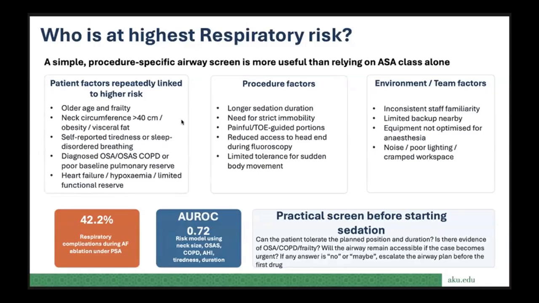So, the practical message is that a focused airway and respiratory screen tailored to the procedure is more useful than relying on the ASA class alone. For practical screening before starting the procedure, you should ask: can the patient tolerate the planned position and duration? Is there evidence of OSA, COPD, or frailty? Will the airway remain accessible if the case becomes urgent? And if any answer is no or maybe, then escalate the airway plan before the first step.